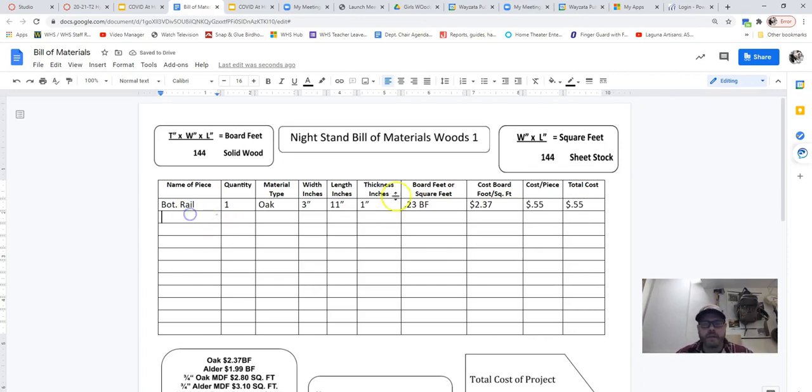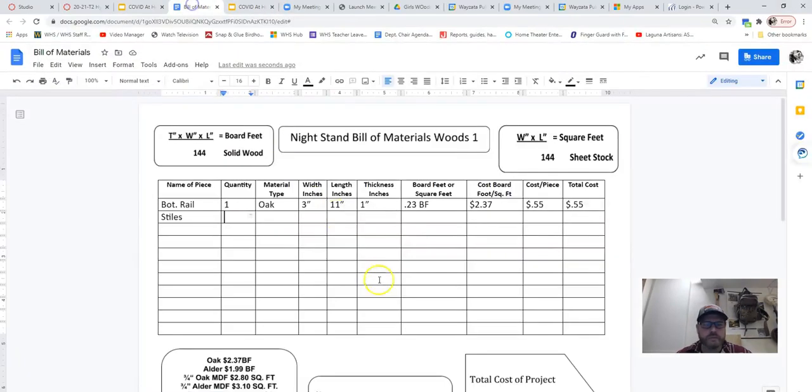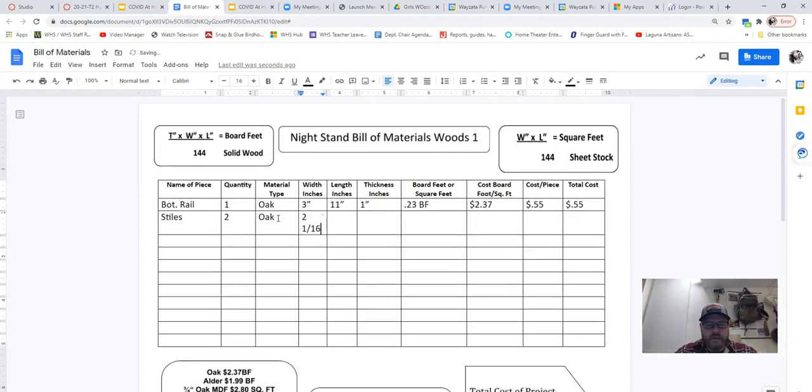Let's do another piece. Let's do our stiles. My stiles are the left and the right side of my face frame, and I have 2 of those. So if I go back to here, I can see that my stiles, I have 2 of them. They're 2 1/16 by 28. They are also built out of oak. They are 2 1/16.